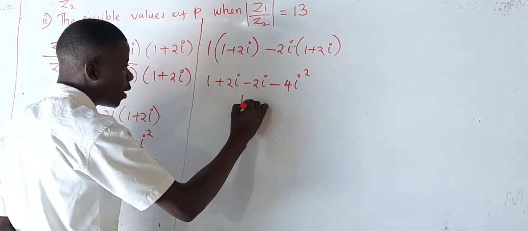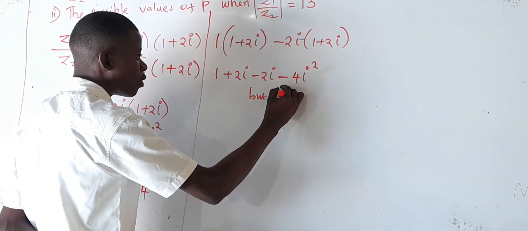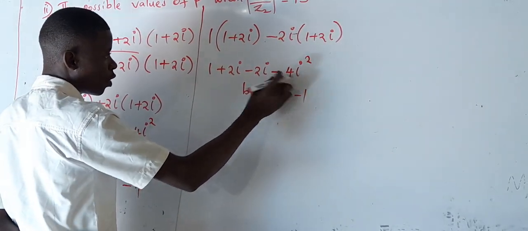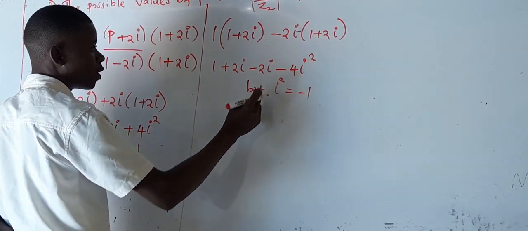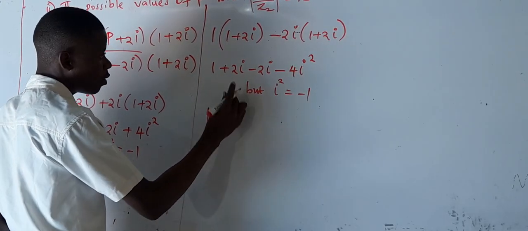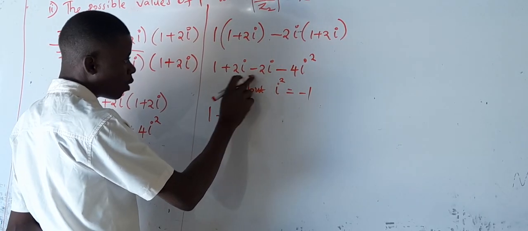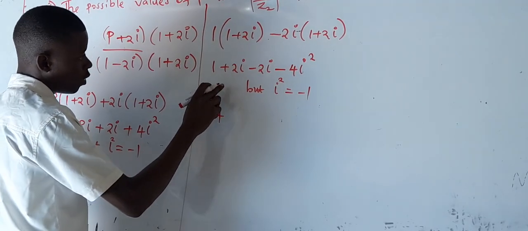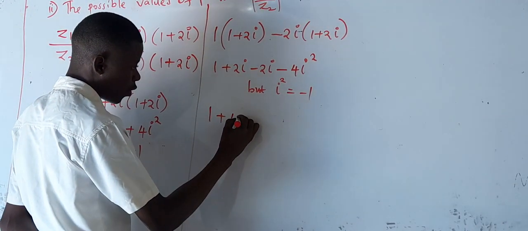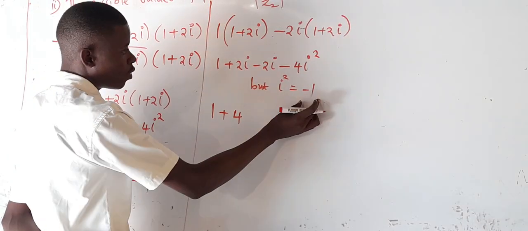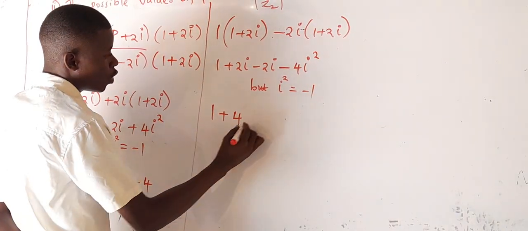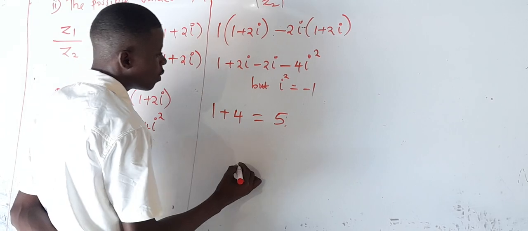But i squared is equal to -1, so this one is going to change the sign to a positive. A negative times a negative, we are going to get a positive. So it is 1 plus 2i minus 2i. This one is going to give us 0, and then we have plus 4, because our i squared is -1, so we are going to have positive 4. So our denominator gives us 5.